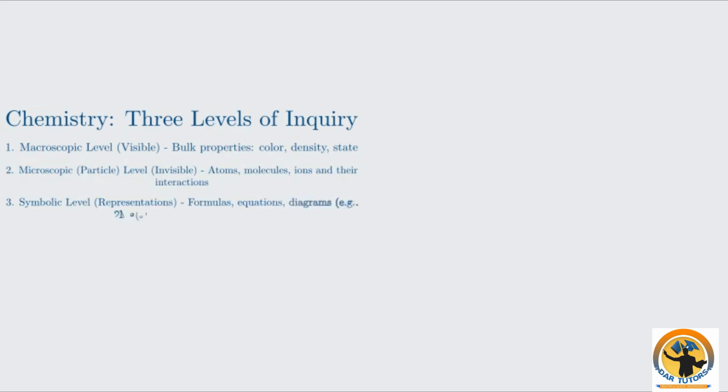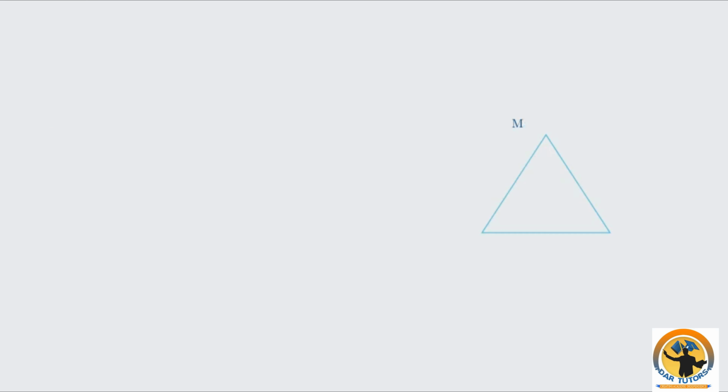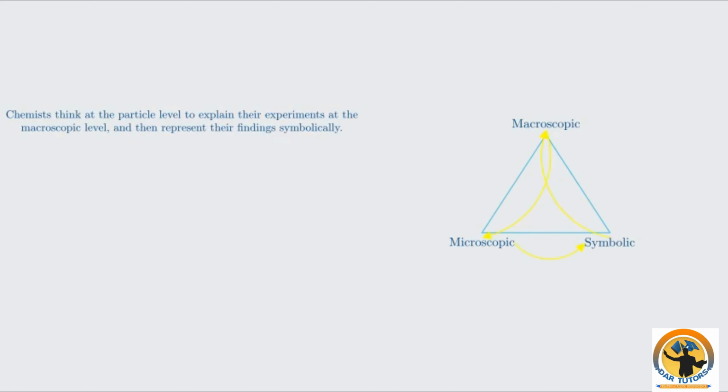The symbolic level provides a shorthand to describe the macroscopic and microscopic. This is where we use chemical formulas, equations, and diagrams to represent chemical phenomena. This triangle is a core principle in chemistry. Chemists think at the particle level to explain their experiments at the macroscopic level, and then represent their findings symbolically.